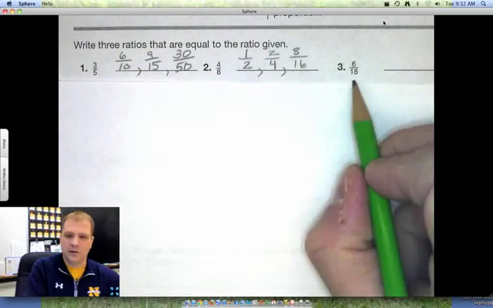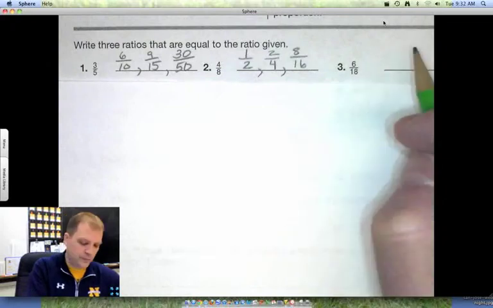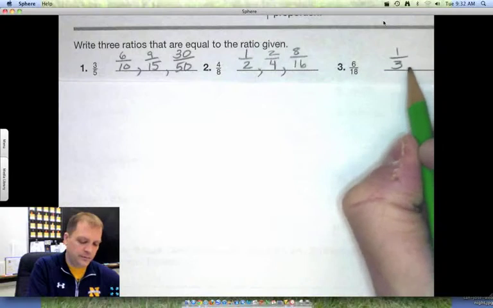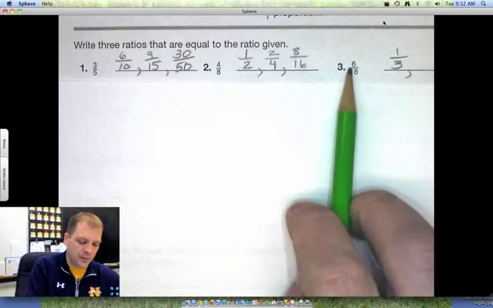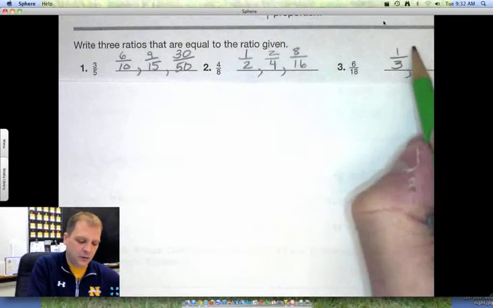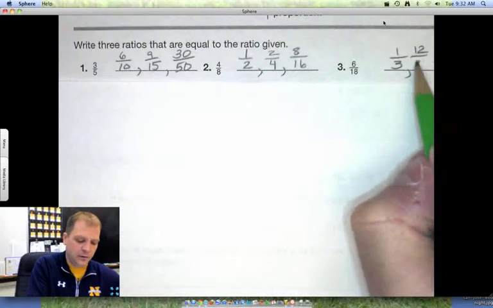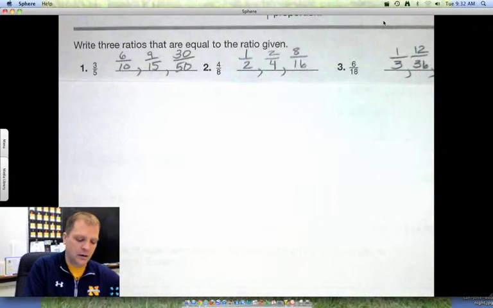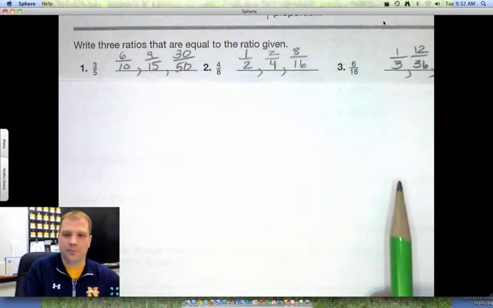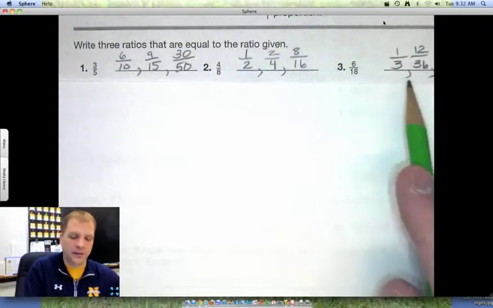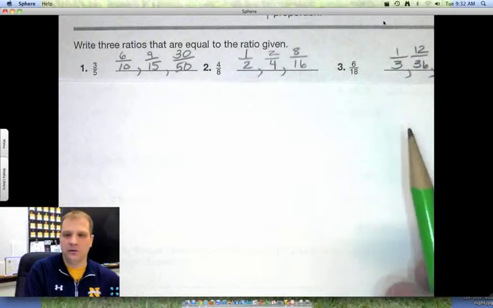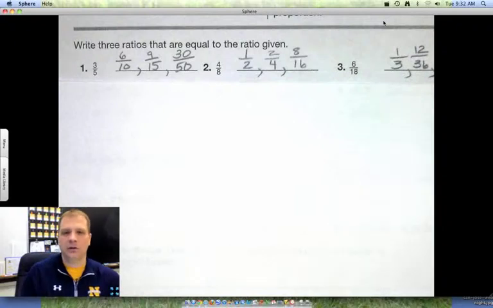6/18, again, if we do the simplest form, we have 1/3. If we multiply both 6 and 18 by 2, we have 12/36. We can also take 1/3 and multiply both 1 and 3 by a value to get an equal ratio. So if we take 2 times 1, we have 2. 2 times 3 is 6, so 2/6 is also an equal ratio to 6/18.